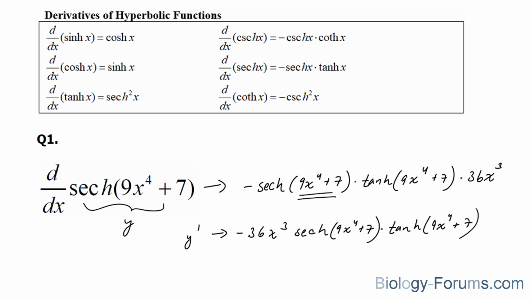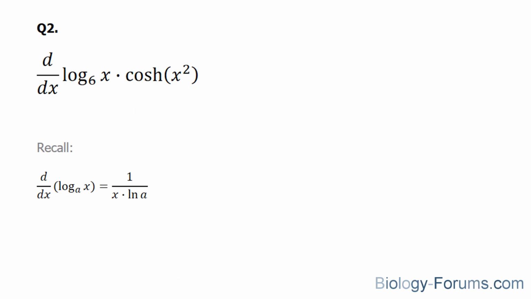Let's continue to question 2. In question 2, we have a term that is a product of two separate terms. Let's call this f and let's call this g. Now remember, since this is a product, we will use the product rule. And the product rule tells us this: find the derivative of f and multiply it by the function g, and then find the derivative of g and multiply it to the function f.